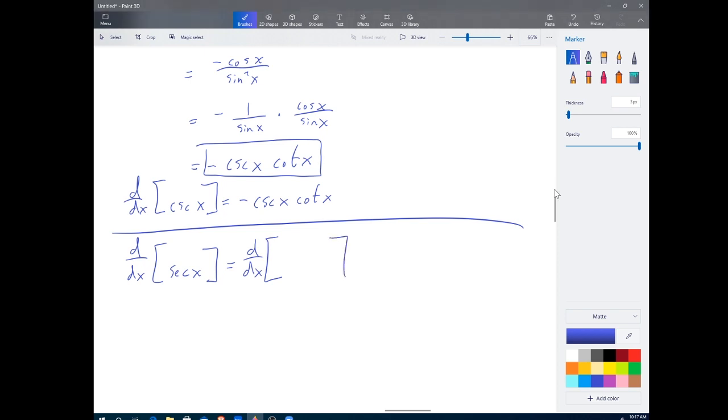Next problem. What was secant equal to, in terms of the basic trig functions? 1 over cosine. Go ahead and apply the quotient rule to that.